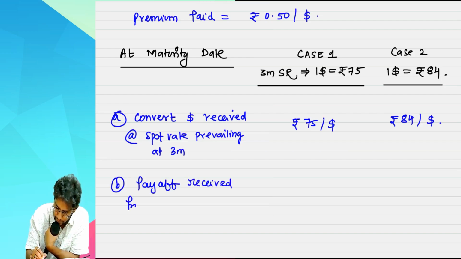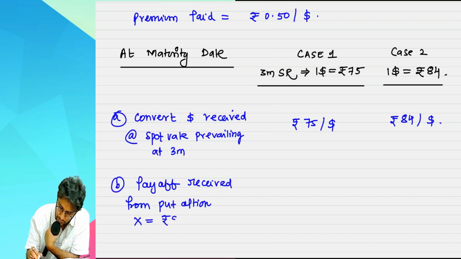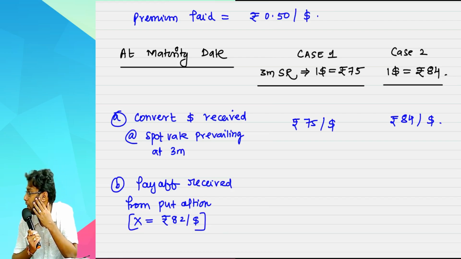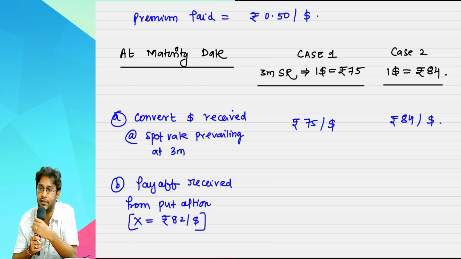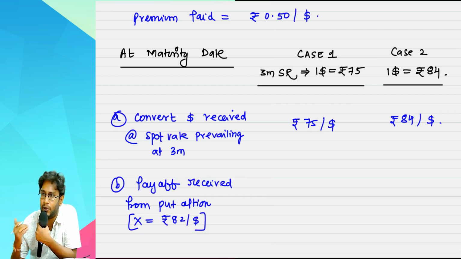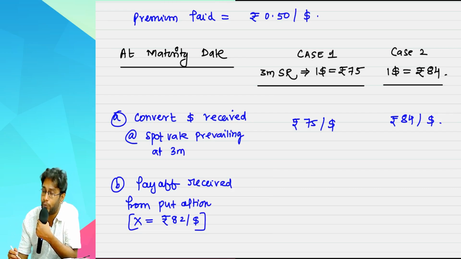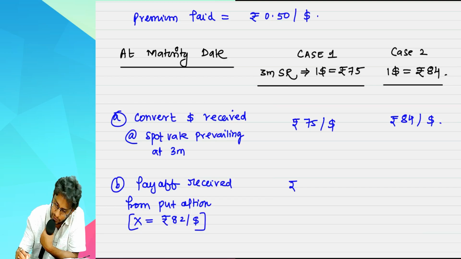Payoff received from put option. What is the strike price? 82 per dollar. I have a right to sell the dollar under put at 82. Market price is low, 75. Will I exercise or lapse? Will definitely exercise. If I exercise, I'll get payoff. How much payoff will I get? 82 minus 75. How much is that? 7 rupees. So here rupees 7 per dollar.